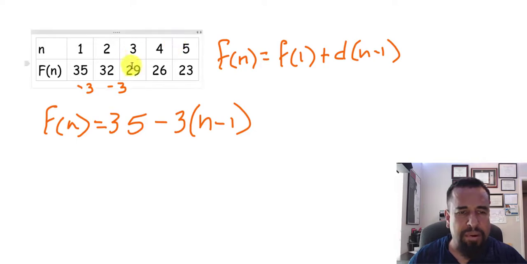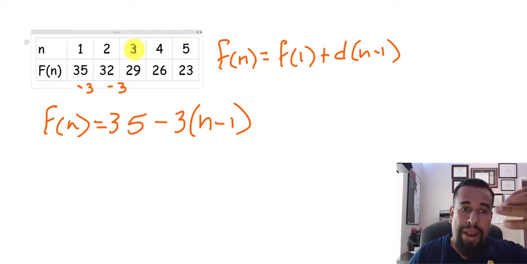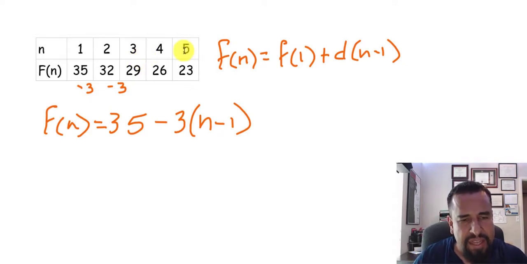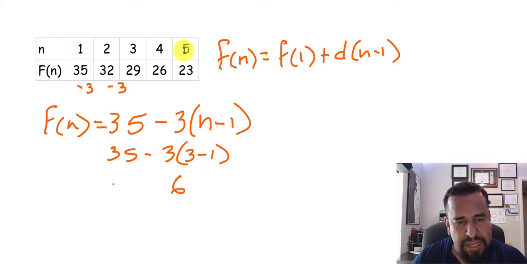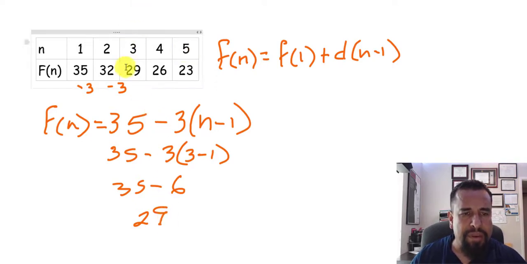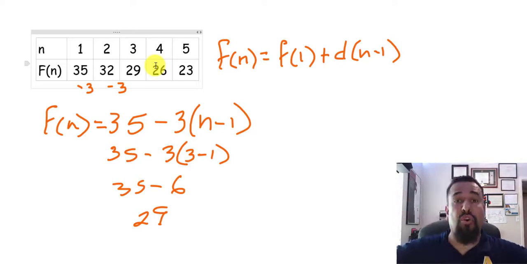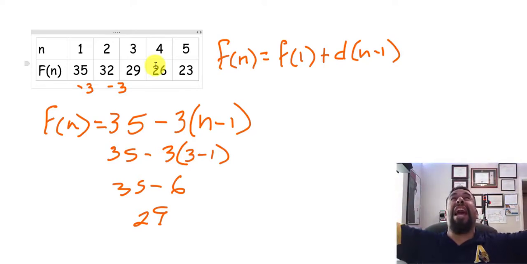So let's just go ahead and plug a random number in. I'm going to plug in the term for my third term. So let's plug that in. That would be 35 minus 3 times 3 minus 1. And that 3 minus 1 is 2. 2 times 3 is 6. So that's 35 minus 6. That should give me 29 for my third term. I go up here and say, yes, my third term is 29. My explicit rule works. I've done it.